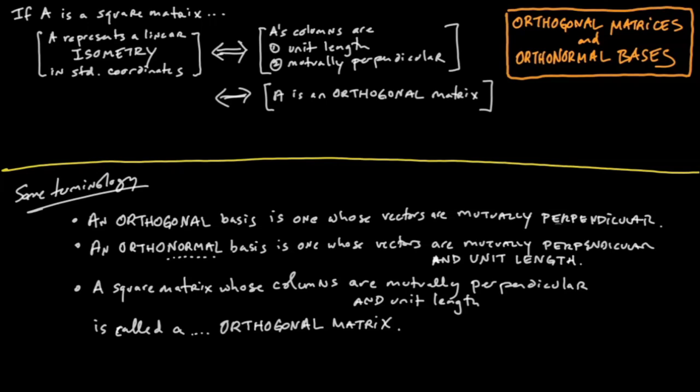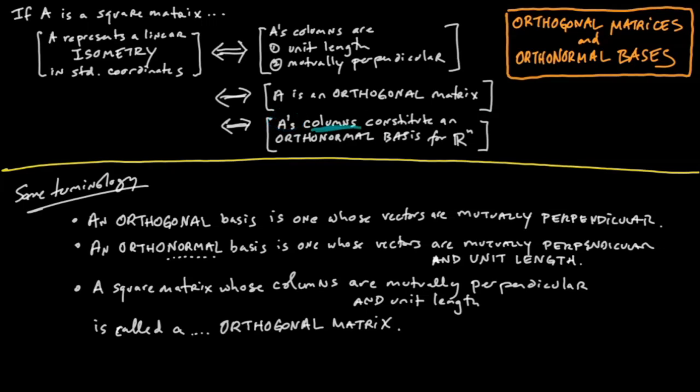And I guess while we are at it, we might as well rewrite this statement in yet another form, which is that A's columns constitute an orthonormal basis for R^n. This is assuming our square matrix is specifically an n by n matrix. So a 3 by 3 matrix is the standard representation of an isometry in R^3 if and only if its columns constitute an orthonormal basis for R^3, which is another way of saying that A is an orthogonal matrix, meaning that its columns are unit length and mutually perpendicular. So lots of different ways of saying the same thing, many of them involving new terminology.